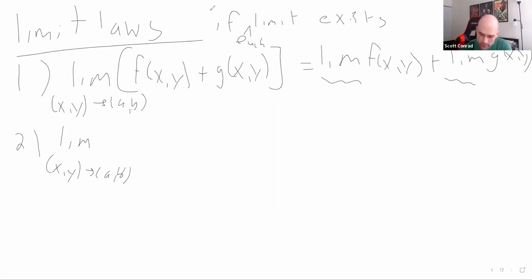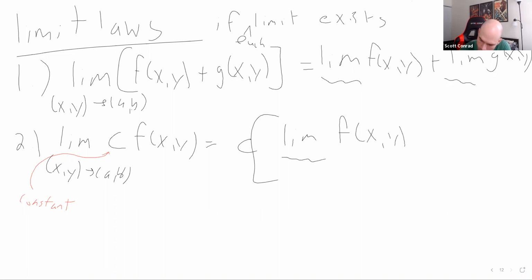So if we multiply a function by a constant, suppose c is just a constant, then we just get that constant times the limit. So you can pull a constant out of the limit, basically.